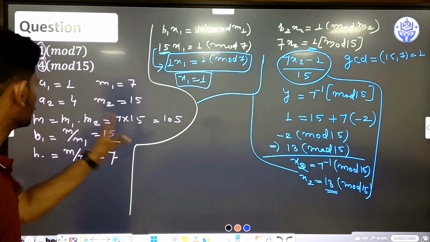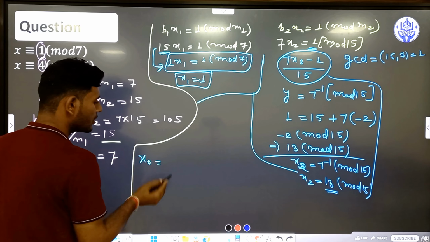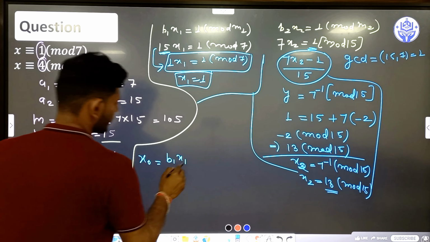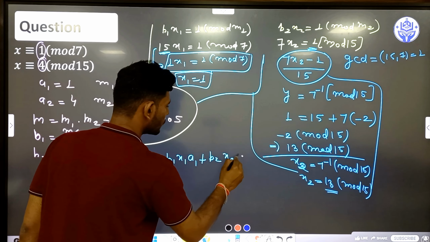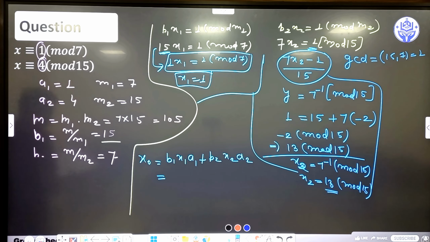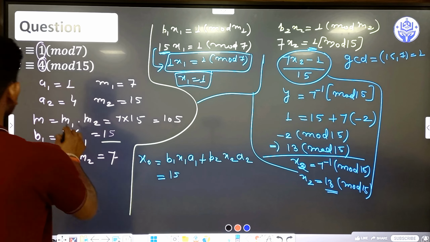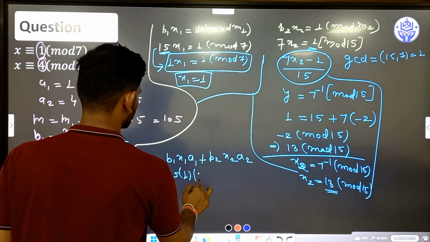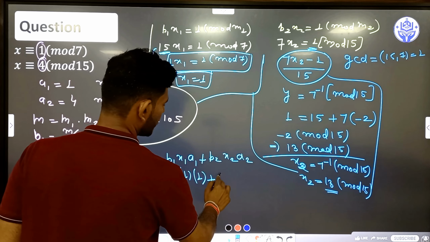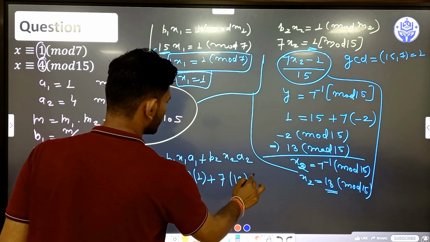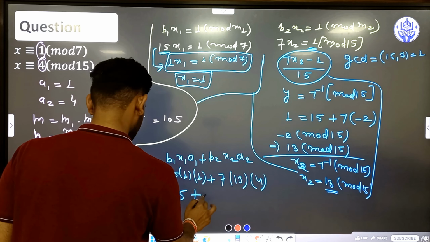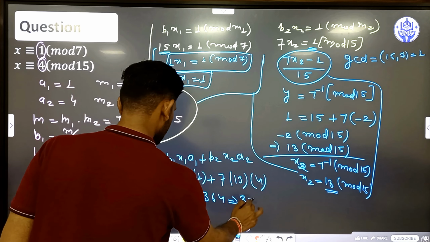So I have x1, x2, b1, b2. I can easily find x0, the common solution: b1 x1 a1 plus b2 x2 a2. That is the calculation part. b1 is 15, x1 is 1, a1 is 1, plus b2 is 7, x2 is 13, a2 is 4. So it is nothing but 15 plus 364, that is 379.